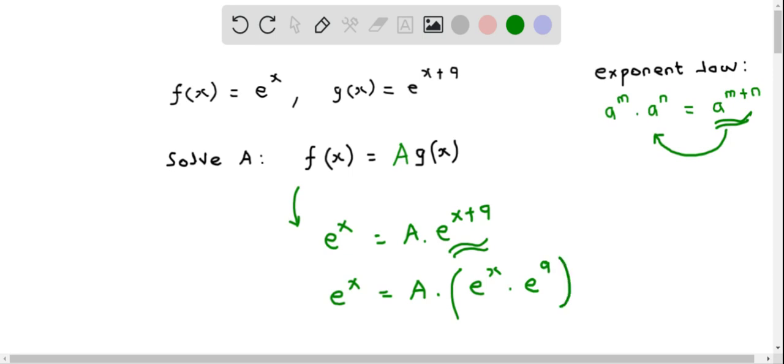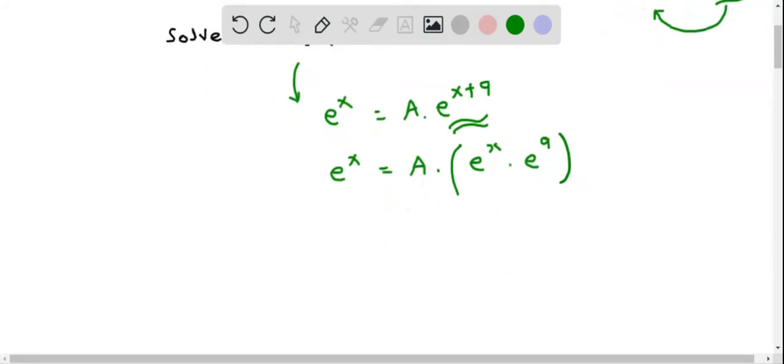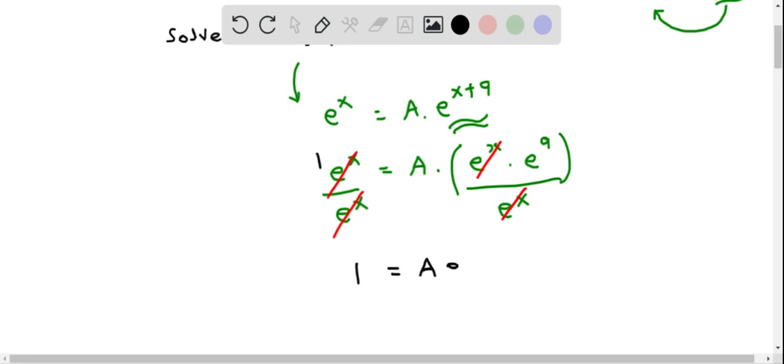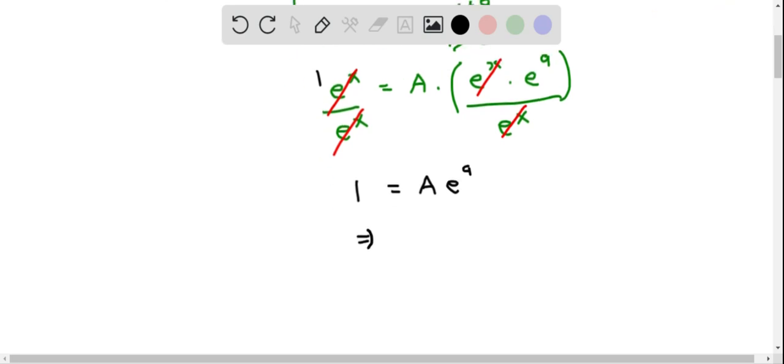And now to determine a, we have to divide both sides by e power x. So let's do this division. We divide by e power x, and here also we can divide by e power x. We see that this e power x gets cancelled in the numerator and the denominator. So finally we are left with 1 equals a times e power 9. Now we divide both sides by e power 9 to solve for a. That is, a equals 1 over e raised to the power of 9.